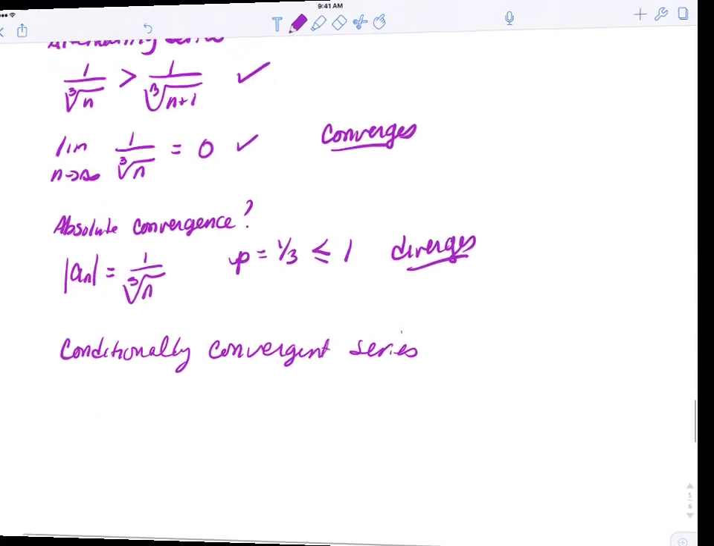And that's the end of section 9.5, alternating series, absolute convergence, and conditional convergence.